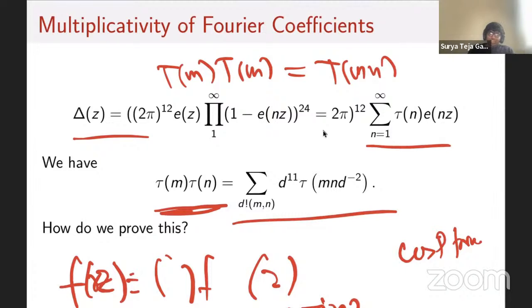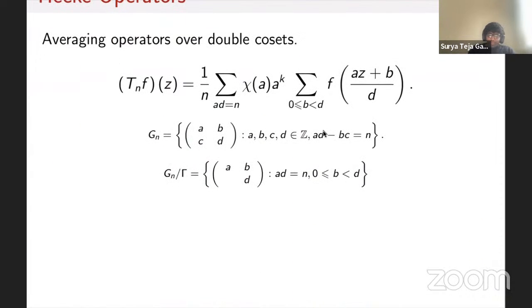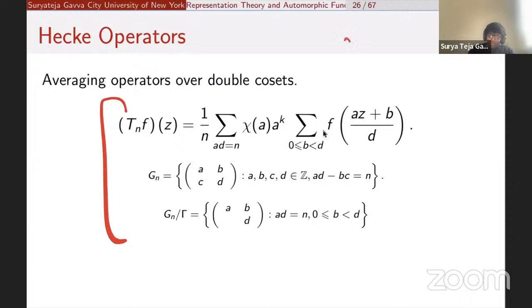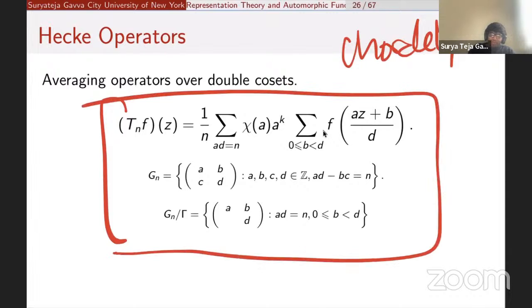So this was observed by Ramanujan, for instance. But how do you prove such a formula? It was observed by Ramanujan, but it was proved by Mordell. So Mordell was the one who proved such a formula. For that, he introduced these operators called the Hecke operators. These are operators that act on these modular forms. They are some averaging operators.